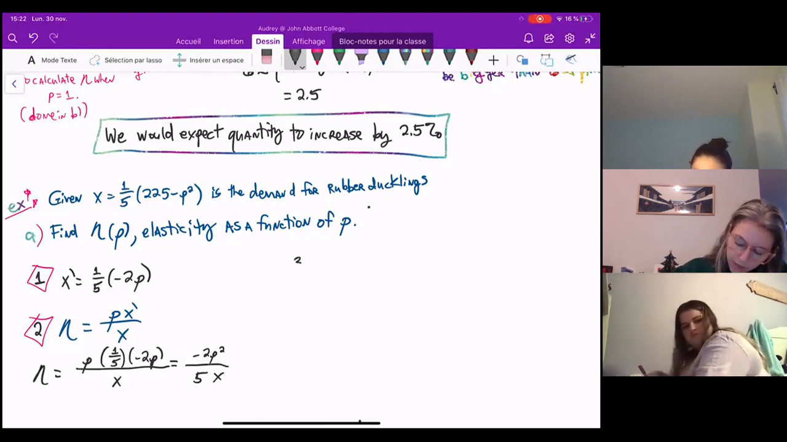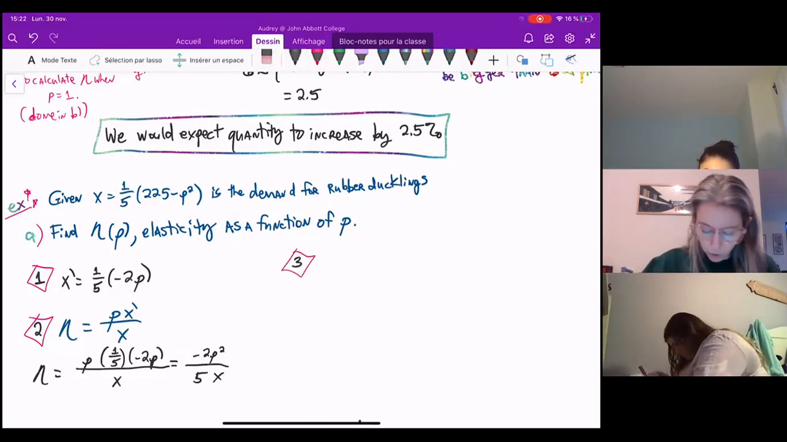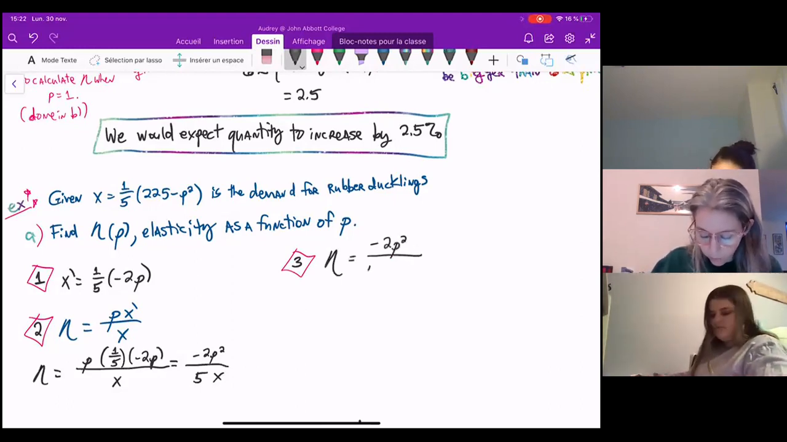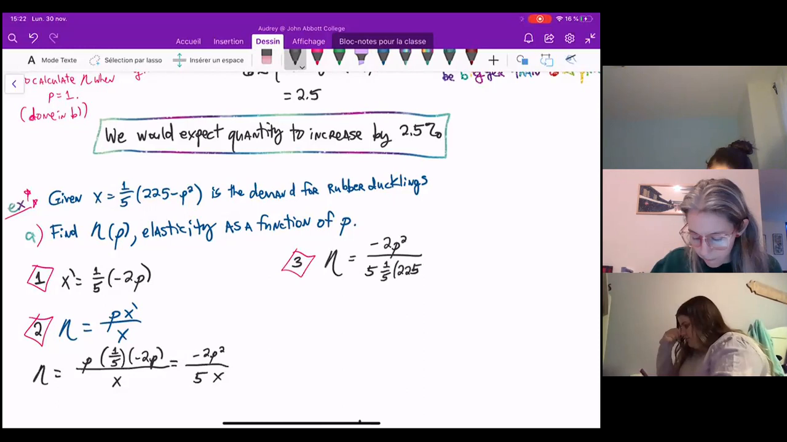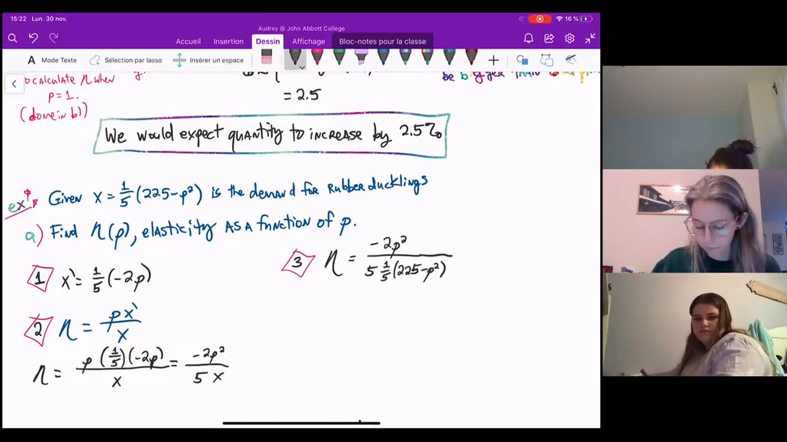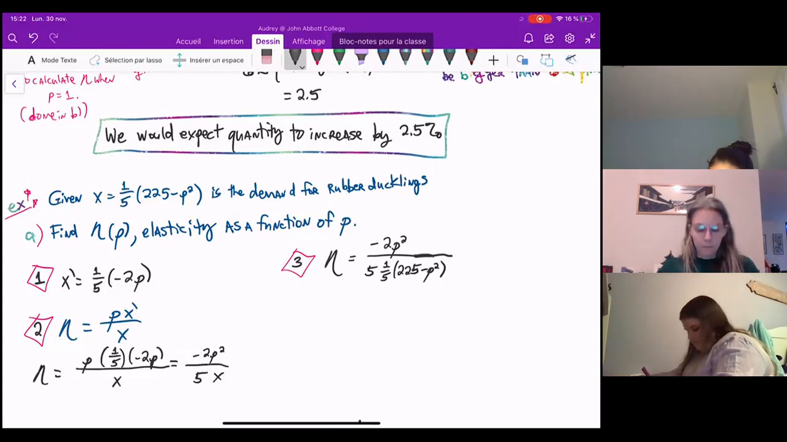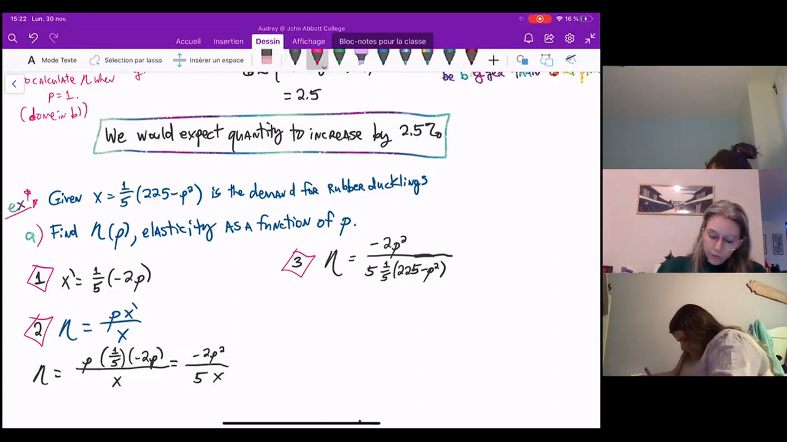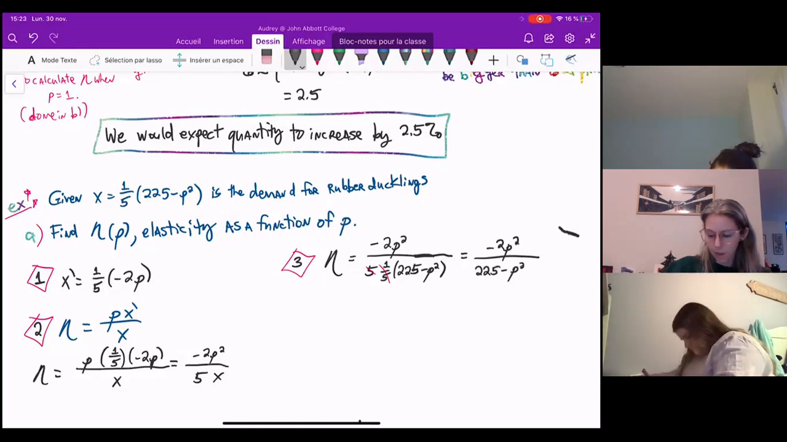So this brings us to our step 3, where we replace x with the original function. So eta is equal to negative 2p squared over 5 times 1/5 times 225 minus p squared. And guess what? Those 5's cancel out, and this one is way easier to simplify than the other one was. We don't have any weird complex fractions left over to simplify. And now I have eta of P.